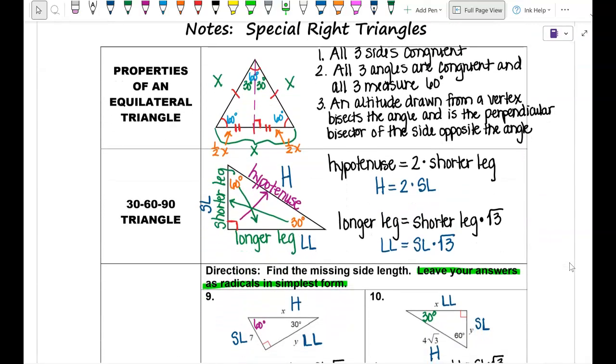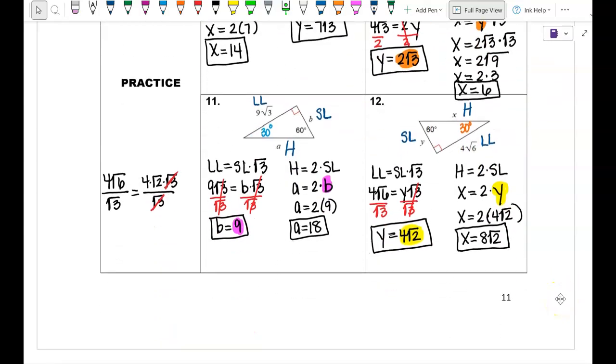All right, then next we got to the other type of special right triangle, the 30, 60, 90, which comes from an equilateral triangle. And we talked about the 30, 60, 90. Now we have two different leg measures. We have what's known as the shorter leg, which is opposite the 30-degree angle, and the longer leg, which is opposite the 60-degree angle. And the two relationships here: the hypotenuse equals 2 times the shorter leg, and the longer leg equals the shorter leg times radical 3. And then we practiced some problems dealing with that.